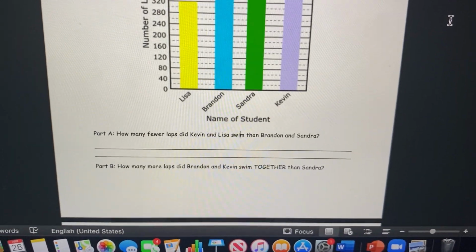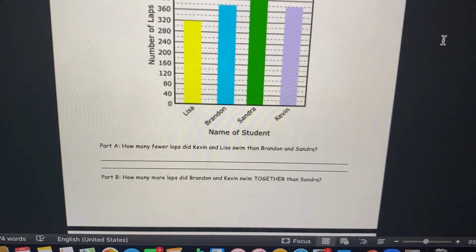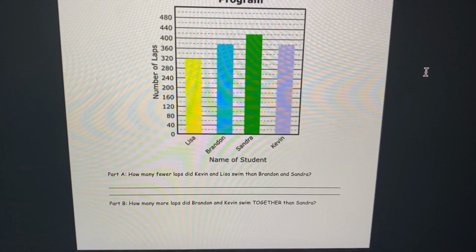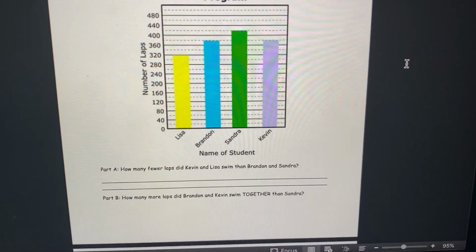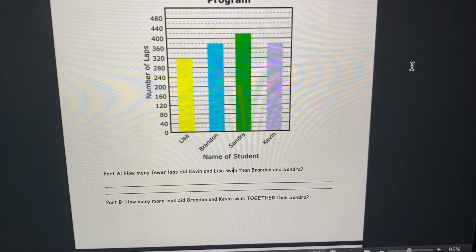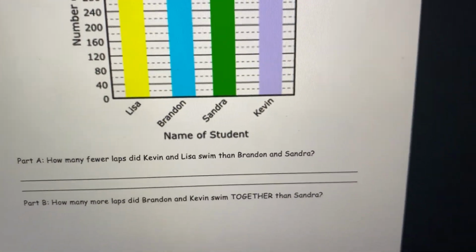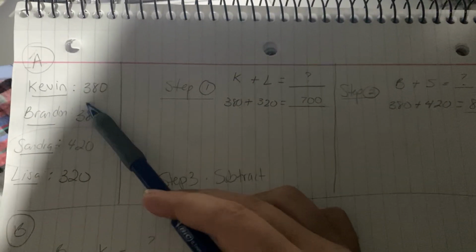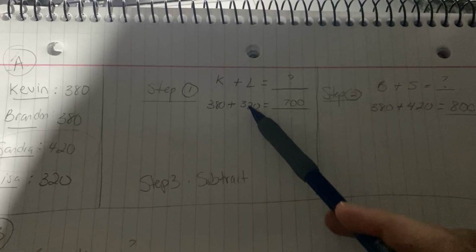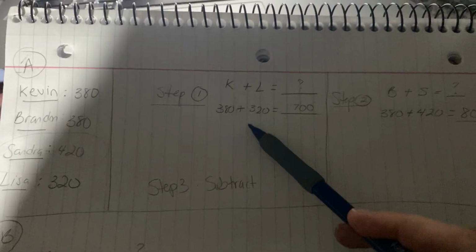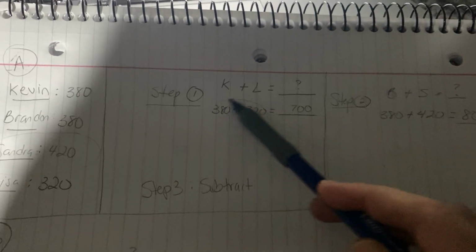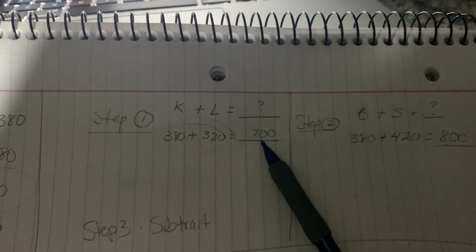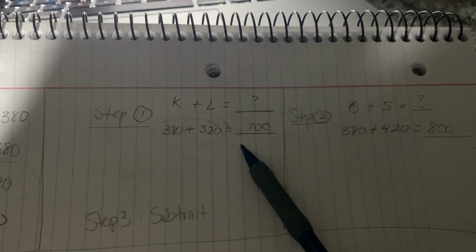So boys and girls, there's only 2 steps, actually 3 steps to this, but it's really simple. I recommend just listening. So what you do first is, with Kevin and Lisa, you need to get their 2 numbers, which I have right here. Kevin was 380. Lisa was 320. Now, I have to add the number of laps they're doing, and you'll see why. So once you add it, I got 700.